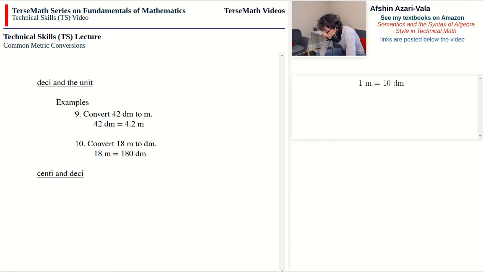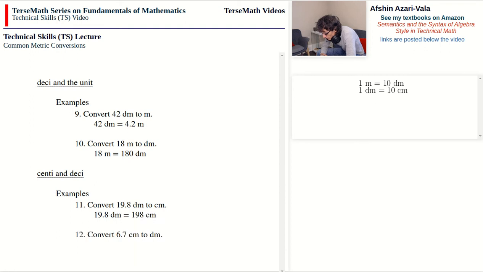And it's also good to know the relationship between centi and deci. And again, 1 decimeter is equal to 10 centimeters. Going from decimeter to centimeter, going to a smaller unit, requires that the number will grow, in this case 10 times. And going the other way, from centimeter to decimeter, now we are going to a larger unit, so the number part will become smaller, 10 times.